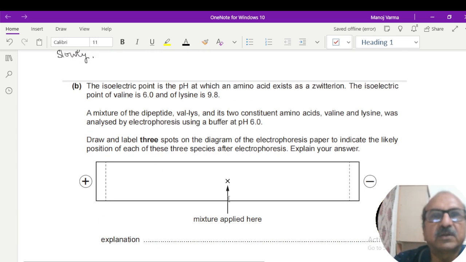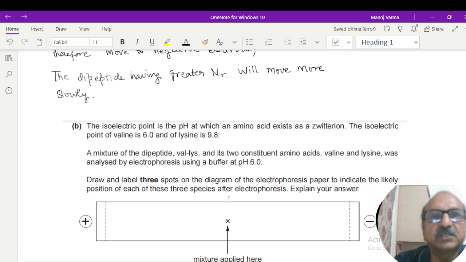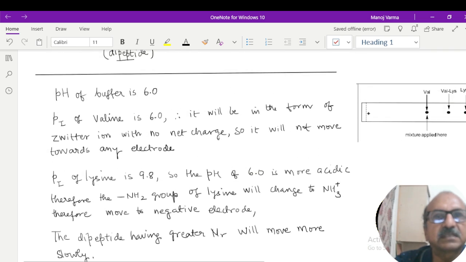So let's try to understand this question and the answer. The isoelectric point of valine is 6 and that of lysine is 9.8, and the buffer that we are using to analyze this mixture is having a pH of 6. So as you can see that this pH of buffer 6 is same as the isoelectric point of valine but lower than the isoelectric point of lysine. So let's see what will be the impact of this.